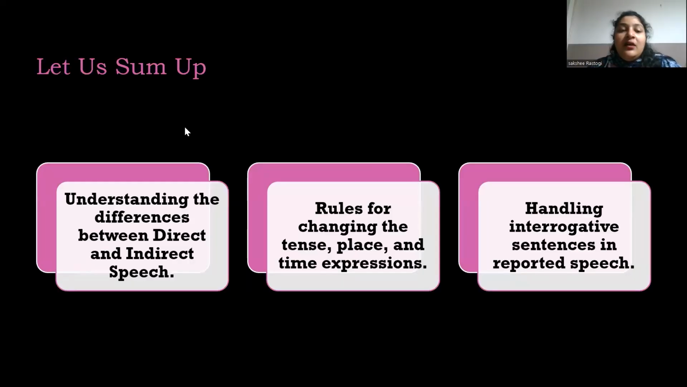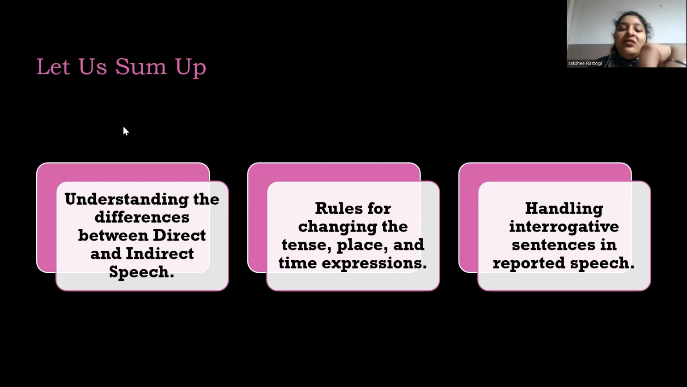Let's sum up what we have learned in this lesson. We understood the difference between direct and indirect speeches. We have some rules for changing the tenses, places, and time expressions, and how we handle interrogative sentences in reported speech. So let's conclude.